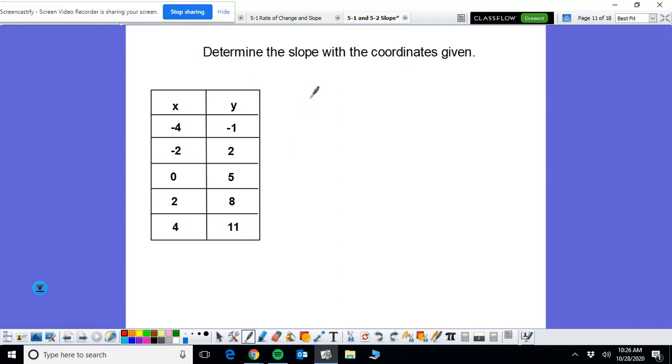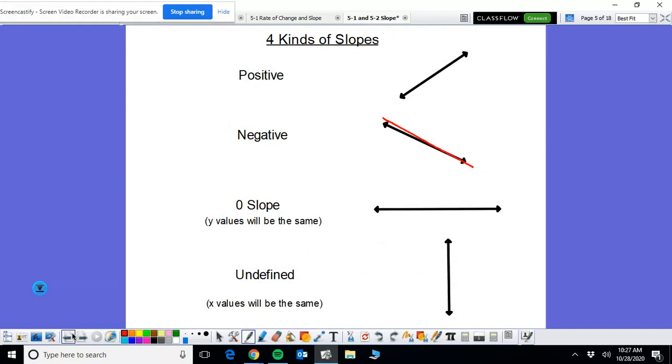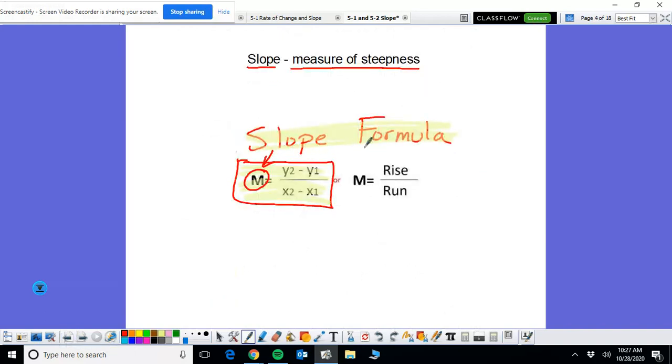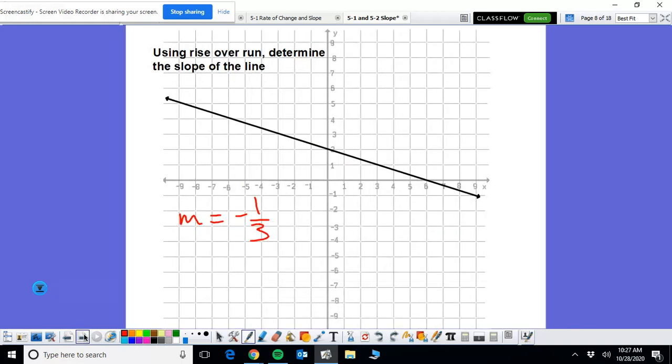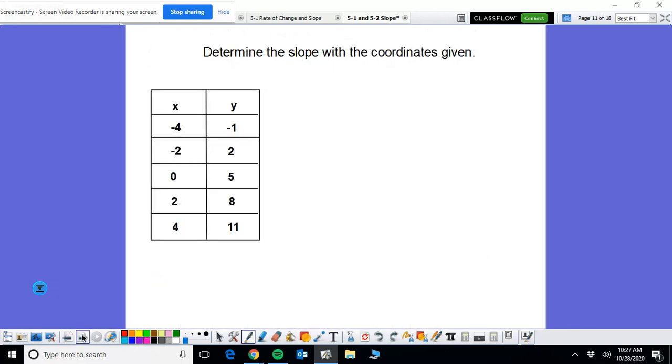The first step in my system is this: write the formula. Hopefully you remember what formula you're going to have to use for this. I'm going to go backwards real quick here and take a quick look. Right there, slope formula, and there it is. So the first thing I do to find the slope ever when I'm looking at coordinates like this is I write the formula.